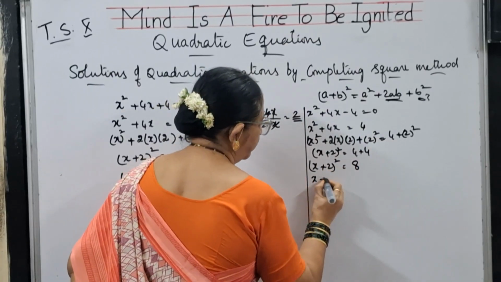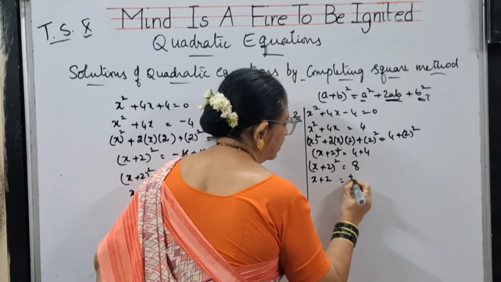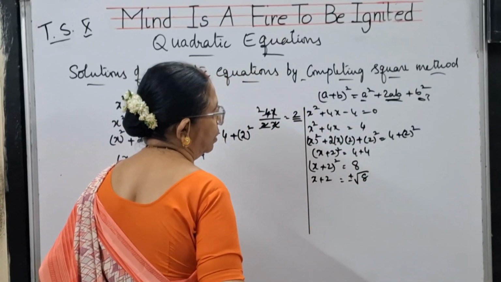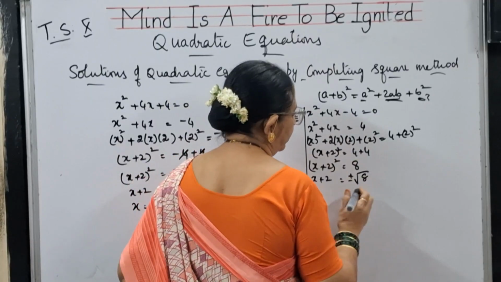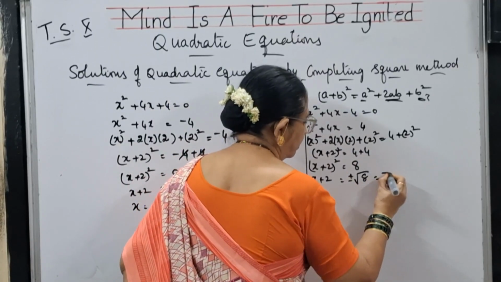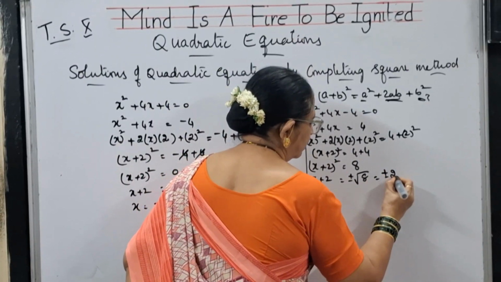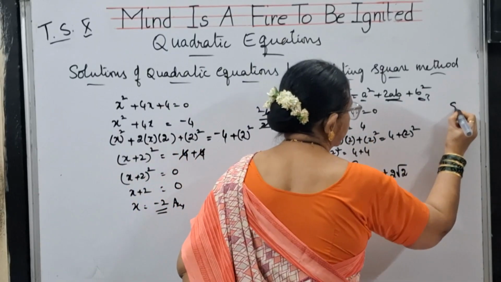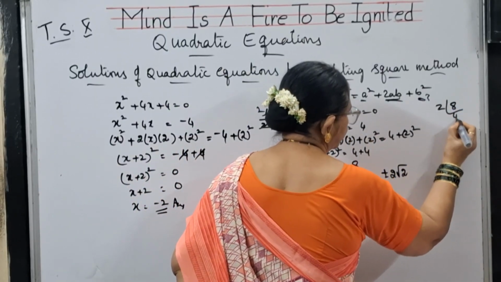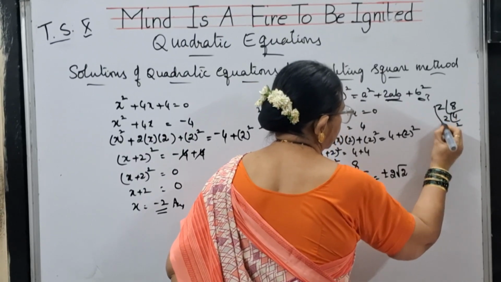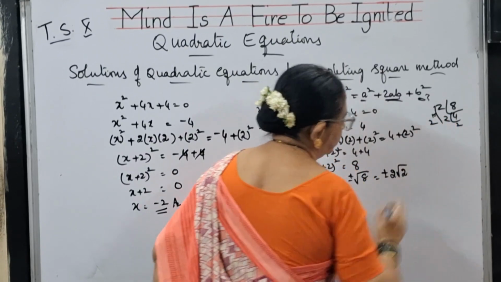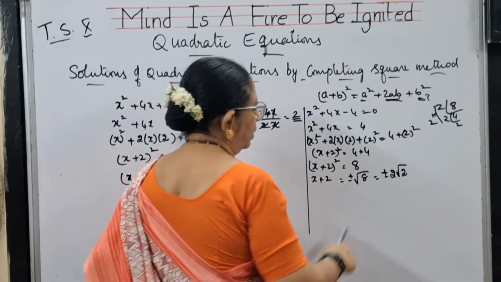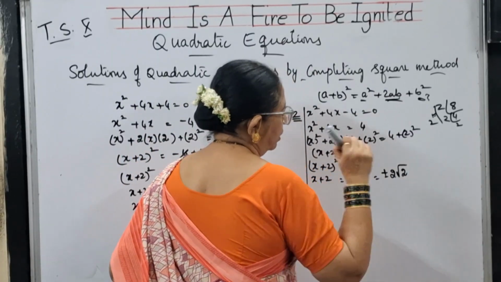So what is x plus 2? Plus or minus root 8. Plus or minus root 8 can be written as plus or minus 2 root 2. Why is it? 8 can be written as 2 4s are, 2 2s are. So instead of 2 2s, 1 2 can be taken out of the root. So I have taken out 1 2. So only 1 2 is here in root 2.